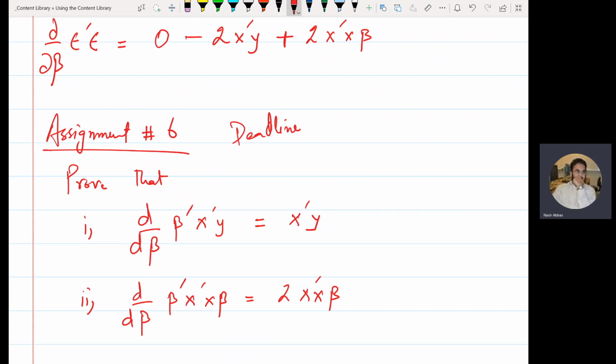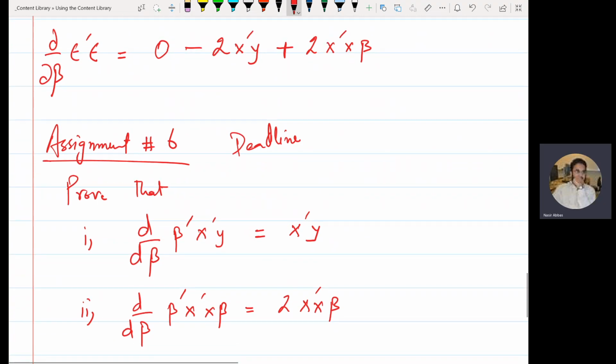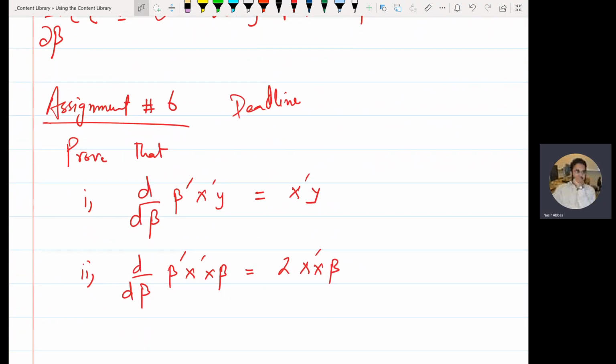Yes. When you differentiate with respect to beta or beta prime, it's the same. Because the one you have is beta prime. I know. That's why I gave you as an assignment to go and study.